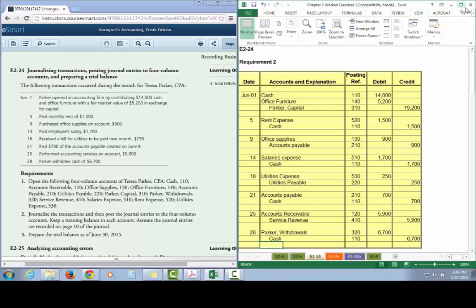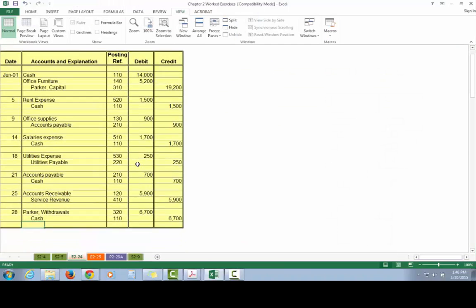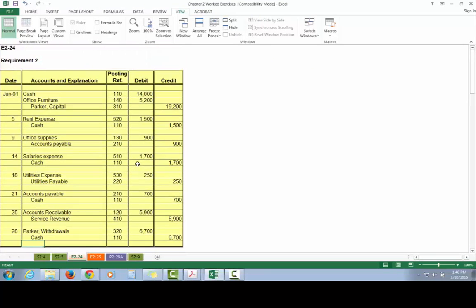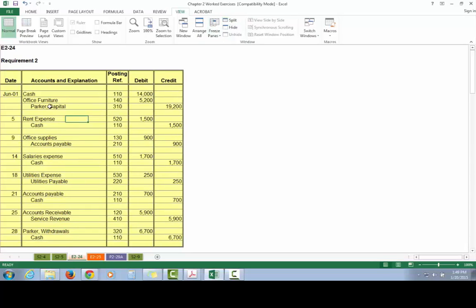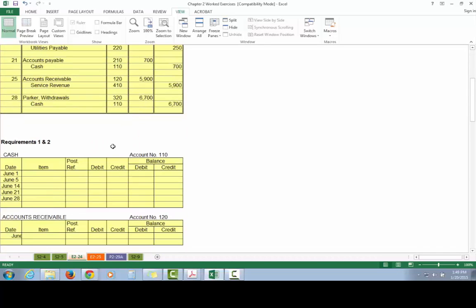Now we'll just come in here and we will post these transactions to our T accounts. Okay. So let's look at this first transaction here. So it says we've got a debit to cash of $14,000. So I'm going to come down here and find cash on June 1st. I'm going to debit cash for $14,000.